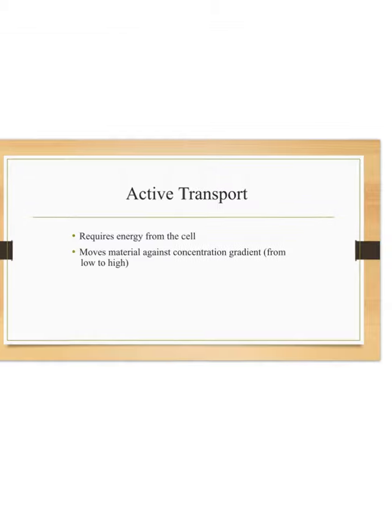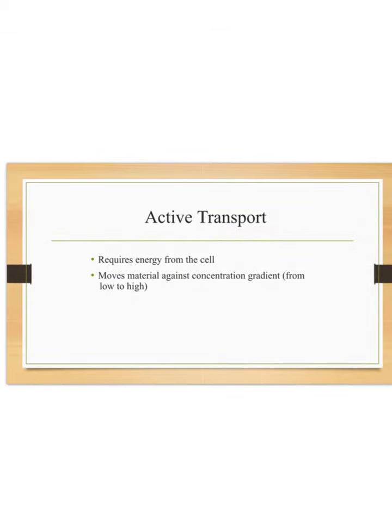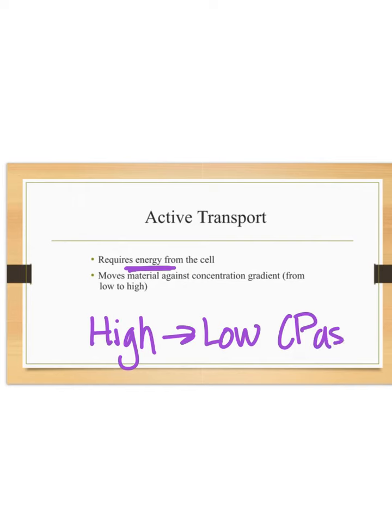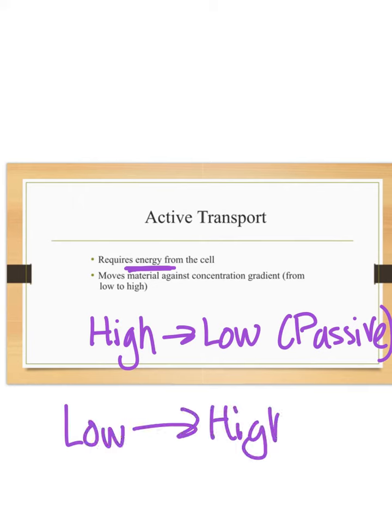Active, here we go. Since passive requires no energy, this requires energy. So passive goes from high to low with no energy, that makes sense, right? That's passive. Active is going to require energy, so it's going from a low concentration to high, the reverse. Because you're going against the gradient, this is going to be active. This needs energy.